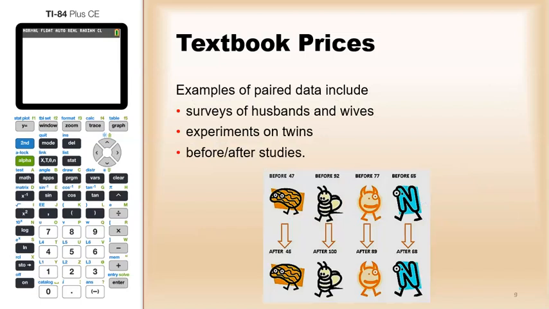So, other examples of paired data: surveys of husbands and wives, experiments on twins, before-after studies. Anywhere where anything from one data set has a natural correspondence, so it can be connected to a data point in another data set.